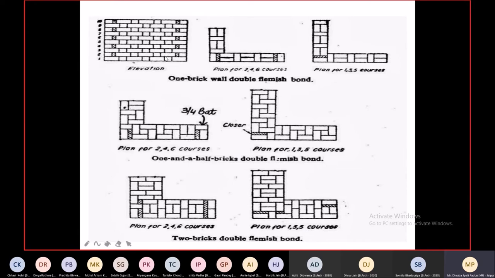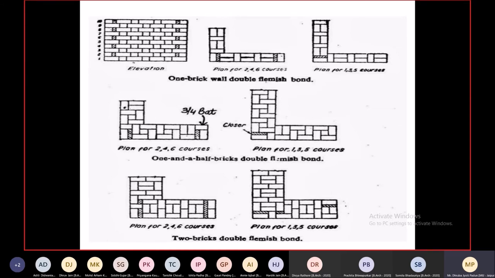So what is the difference between English bond and Flemish bond? What happens in English bond? One course would be of headers, and the next course would be of stretchers. But in case of this Flemish bond, we can see headers as well as stretchers in a single layer. If you look at the first layer, these are stretchers, these are headers, these are stretchers, these are headers. So on the same course or the same layer, we have both faces. It repeats on every course, on every layer: header, stretcher, header, stretcher, header, stretcher. This is the basic difference between Flemish bond and English bond.